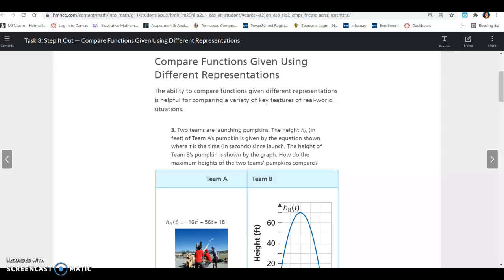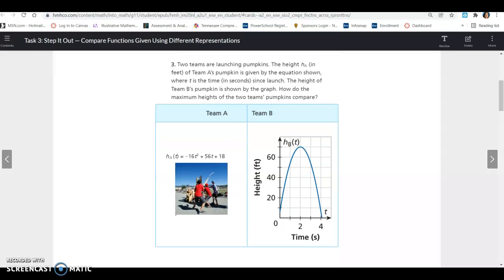Lesson 1.5, Task 3. The ability to compare functions given different representations is helpful for comparing a variety of key features of real-world situations. Two teams are launching pumpkins. The height, h of a, in feet of Team A's pumpkin is given by the equation shown, where t is the time in seconds since launch. The height of Team B's pumpkin is shown by the graph. How do the maximum heights of the two teams' pumpkins compare?